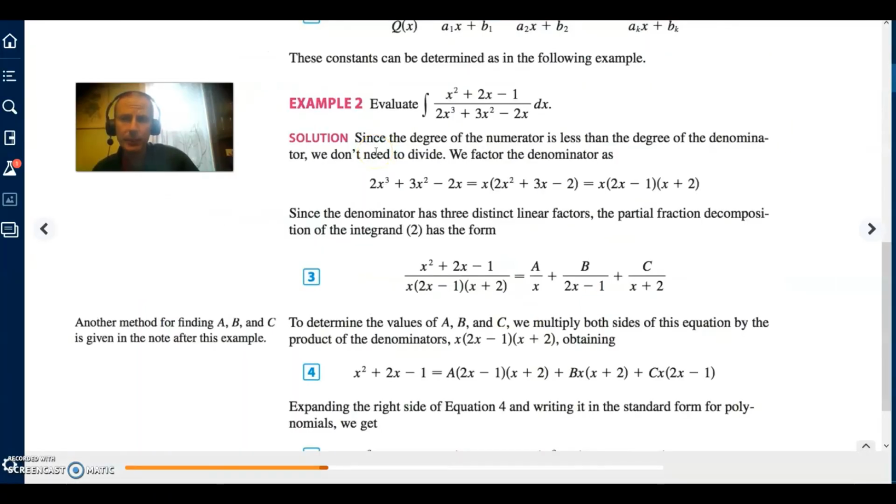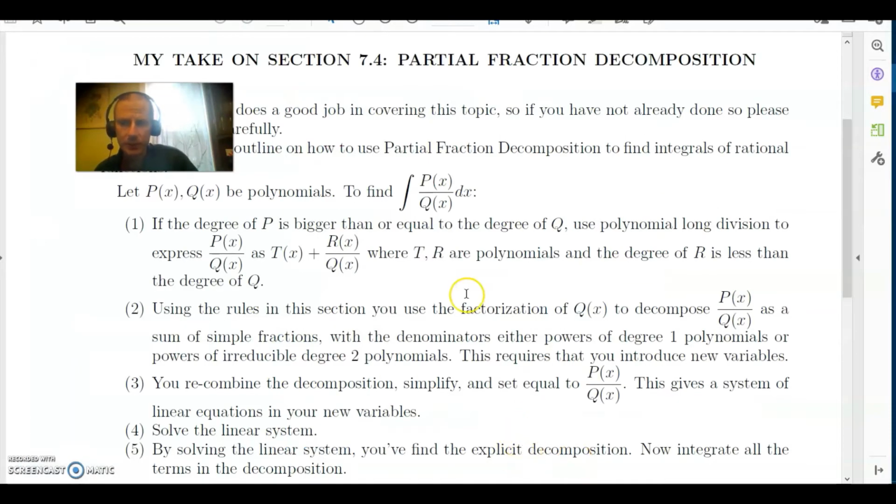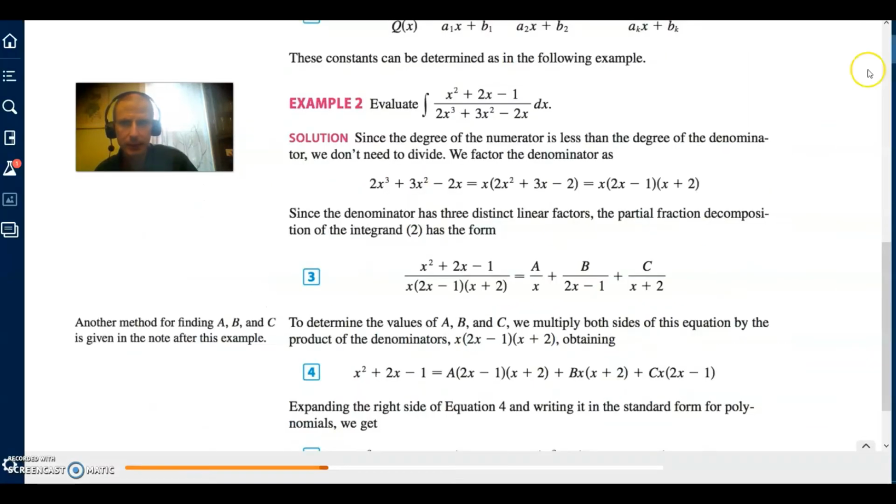Now, normally I don't like to retread what the book does. However, I just want to show you how the steps I outline are applied in this example. So the first thing to do is check that the degree of the bottom is less than the degree of the top. And sure enough, the degree of the top here is 2 and the degree of the bottom is 3, which means we don't have to bother with doing the polynomial long division.